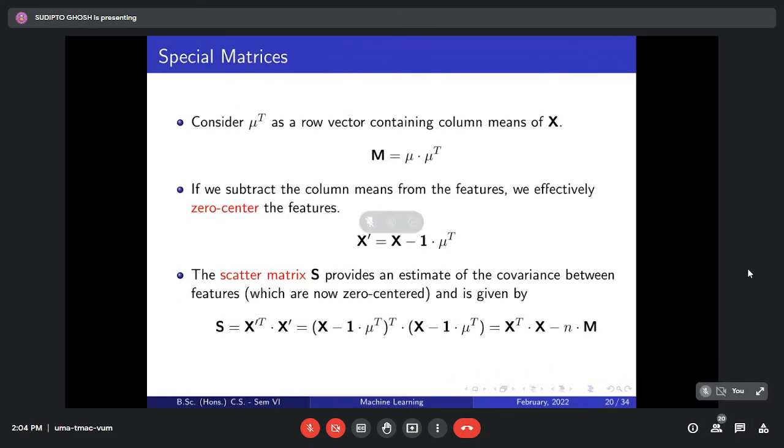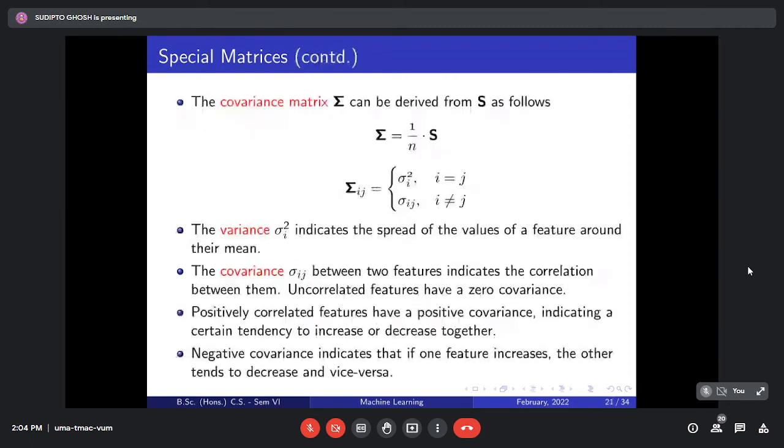Okay, so we have M, we have X prime, we have scatter matrix S, we have sigma. So now we will go into a topic called normalization and why do we need it. Coming again to my point, I said that the ordinary least square requires a zero mean, but we do not usually have a zero mean.